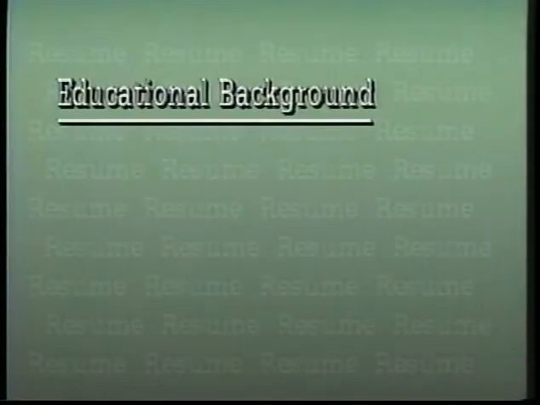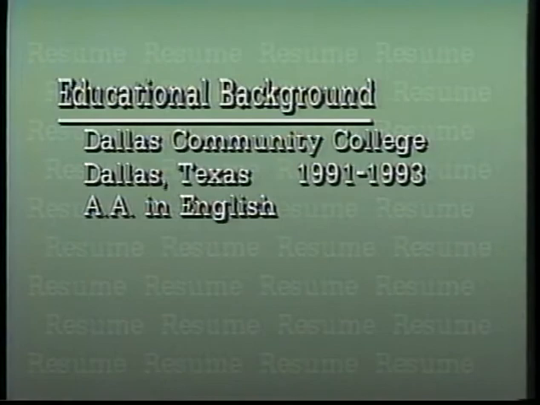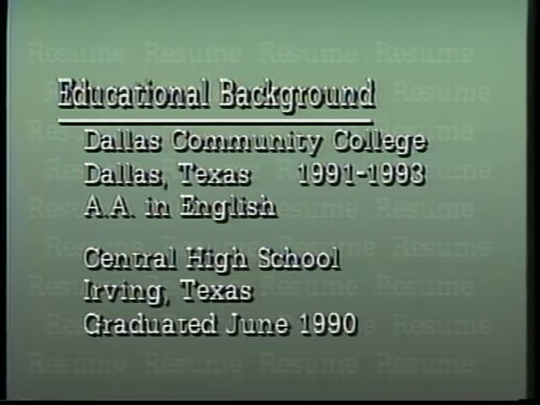Under the heading Educational Background, list all the schools you have attended, beginning with the most recent and ending with high school. Do not include grammar or elementary schools. For high school and college, include dates of attendance, your major and minor areas of study, and the degrees you've received or expect to receive.